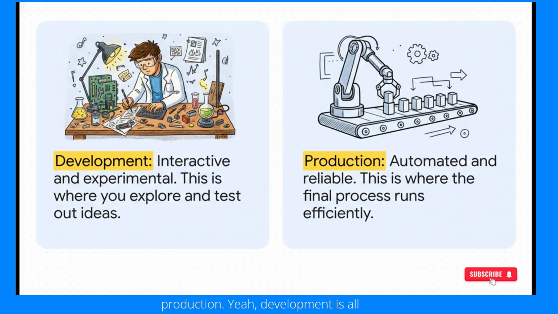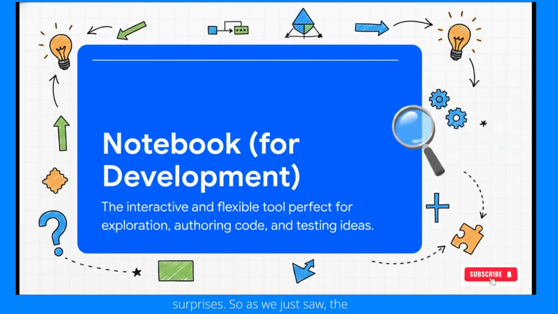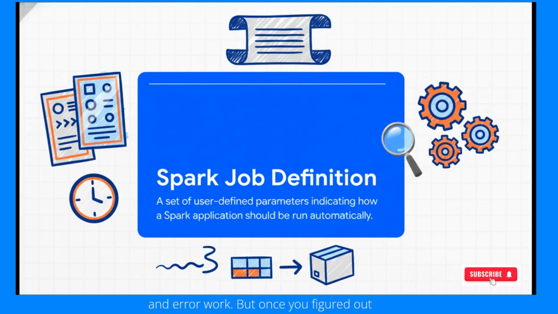Yeah, development is all about playing around, being interactive, trying stuff, breaking stuff, and figuring out the best way to do something. Production, on the other hand, well, that's got to be totally automated, super efficient, and 100% reliable. No surprises. So as we just saw, the notebook is absolutely perfect for development. That flexibility, that instant feedback, it's the perfect environment for all that creative trial and error work. But once you've figured out your code and you know it works, you can't just keep running it from some messy notebook forever. That's not reliable. You need to formalize it.